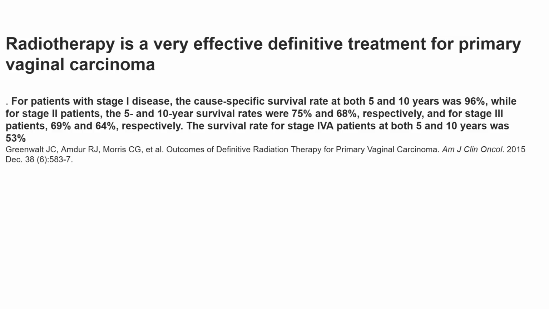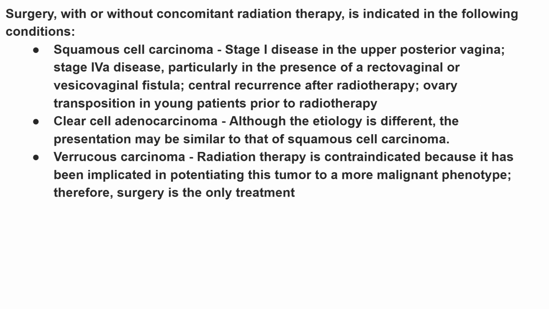But as I told you, there are relatively fewer primary cancer patients, and the majority of the patients come in the metastatic stage, and there the issue becomes more complicated. For patients with stage 1 disease, the survival rate at both 5 and 10 years was around 96%. For stage 2 patients, the 5 and 10 year survival rates are 75 and 68%, and for stage 3 patients 69 and 64%. Survival rate for the superficial lesions or stage 4A lesions is 53% at both 5 and 10 years.